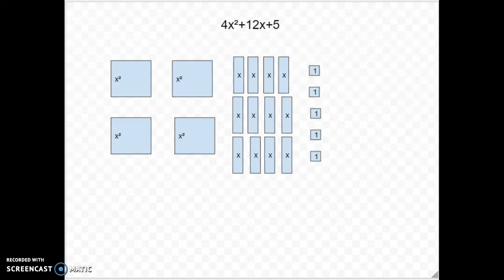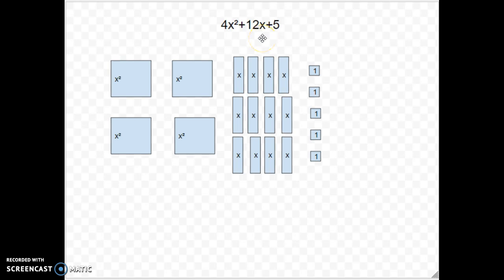Okay, today I'm going to be showing you an example of factoring a quadratic trinomial where a is not equal to 1, and I'm going to be using what I like to call the block method to show you this visually so you can understand what's actually happening when we later go on to use equations. So remember that this is a trinomial that follows the pattern ax squared plus bx plus c. 4 is A, 12 is B, and 5 is C.